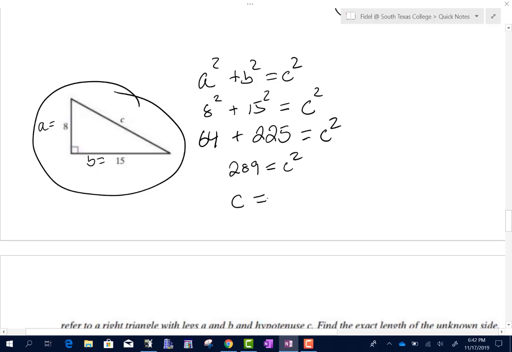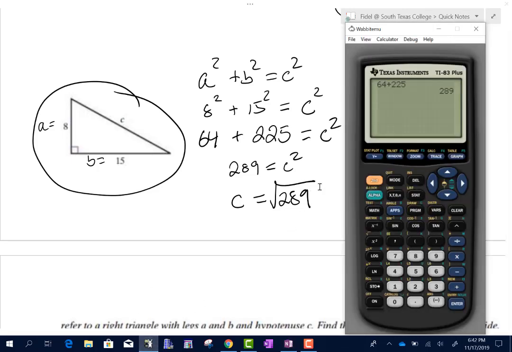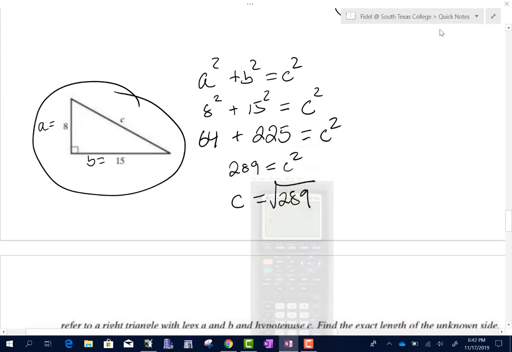Now remember, guys, to find C, I'm going to take the square root of 289. All right, first thing is 289 is a pretty big number, right? Is it a perfect square? I have no idea. I'm going to find that out right now. So look, I'm going to do square root of 289, and I'm going to hit enter. If it comes out to be nice and pretty, then we're good. Hey, nice and pretty, 17. So C in this case is equal to 17.